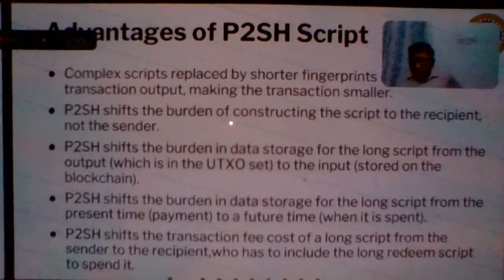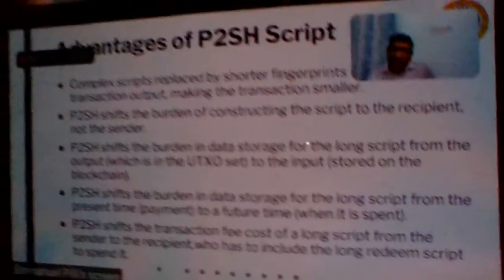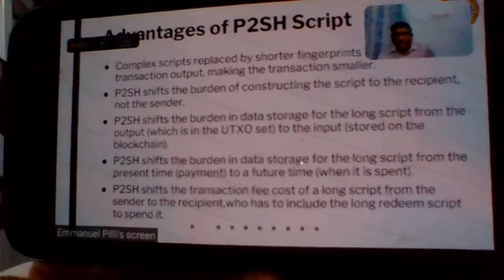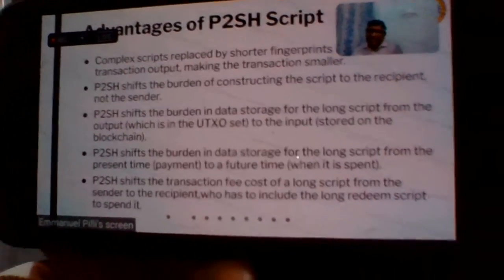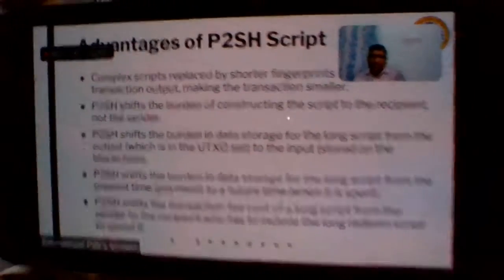I leave it for you to read, but these are scripts which can be written easily. Based on that, we build a concept called atomic swap. I will come to that. So complex scripts are replaced by shorter fingerprints in the transaction output, making the transaction smaller. P2SH shifts the burden of constructing the script to the recipient, not the sender.